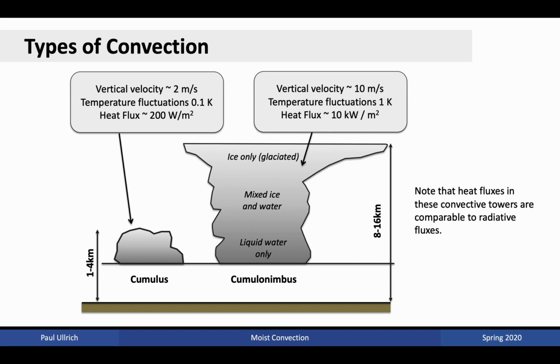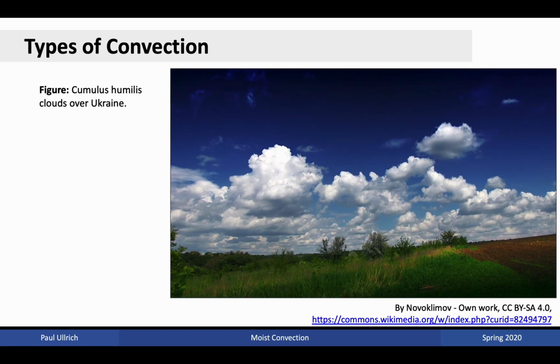The deep cumulonimbus clouds are instead associated with dramatic heat fluxes, vertical velocities, and large temperature fluctuations against the background, with vertical velocities of up to 10 meters per second, heat fluxes of 10 kilowatts per meter squared, and temperature fluctuations on the order of about 1 kilometer against the background profile. Note that the heat fluxes produced because of the convective motion within these towers are comparable to radiative fluxes, so it is responsible for a dramatic amount of energy exchange between the surface and the upper atmosphere.